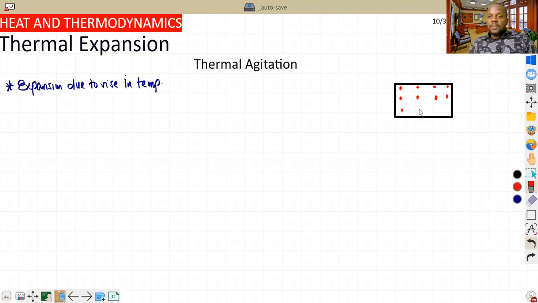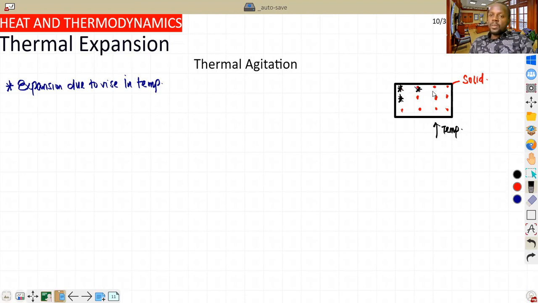If, as a result of an increase in temperature, and considering a solid molecule inside this lattice structure, the moment there is an increase in temperature, what we observe here is an increase in random oscillation between the molecules, which causes what we call thermal agitation.